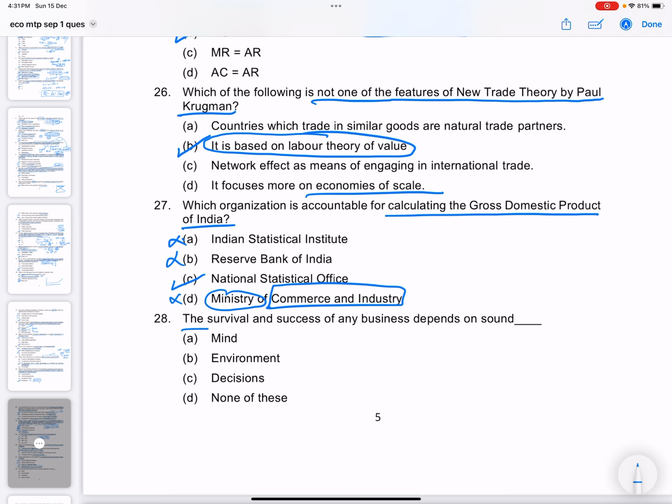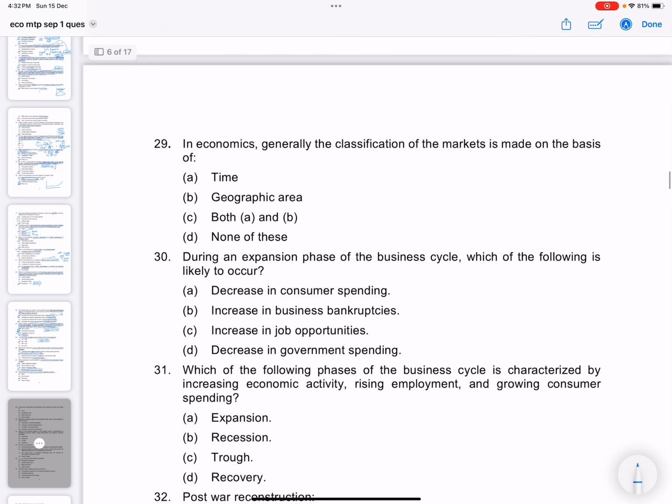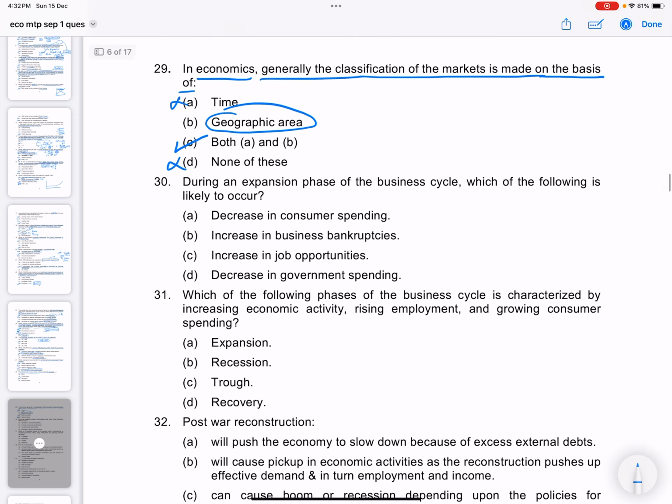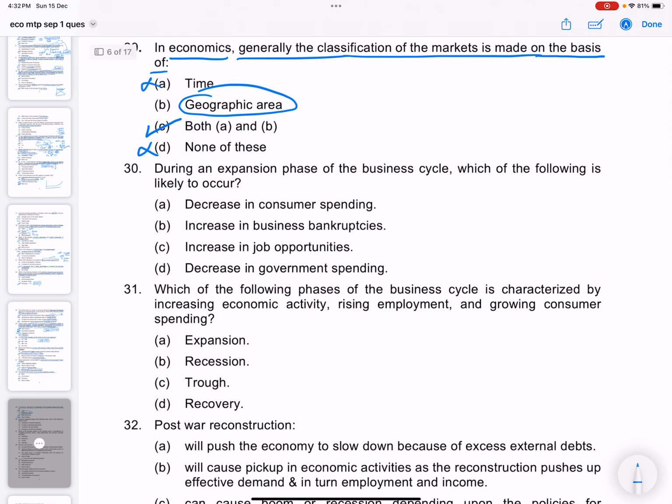The survival and success of any business depends on sound decisions. This is fairly easy. In economics, generally the classification of the markets is made on the basis of time. Okay, geographical area, so we know it is there. So D cannot be there, only A cannot be there. Now time, it would also depend on time, right? So it is C.